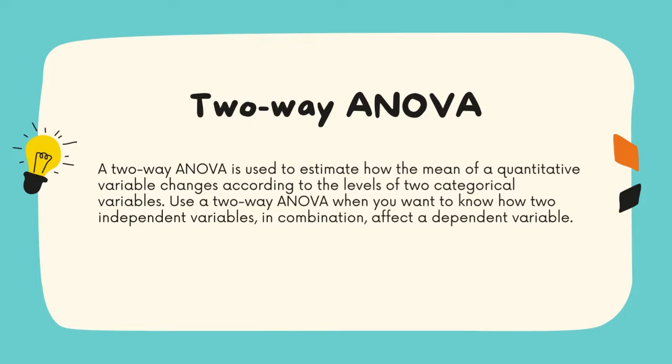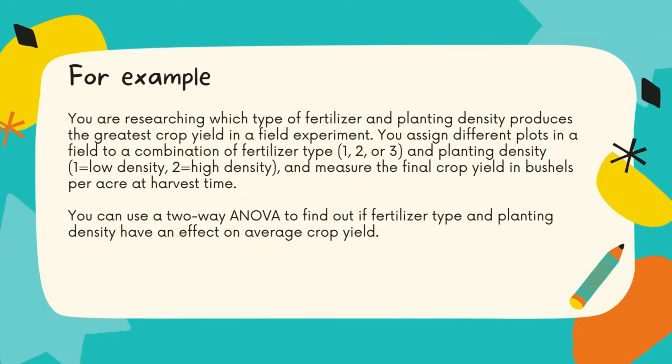For example, you are researching which type of fertilizer and planting density produce the greatest crop yield in a field experiment. You assign different plots in a field to a combination of fertilizer type and planting density, and measure the final crop yield in bushels per acre at harvest time. You can use a two-way ANOVA to find out if fertilizer type and planting density have an effect on average crop yield.